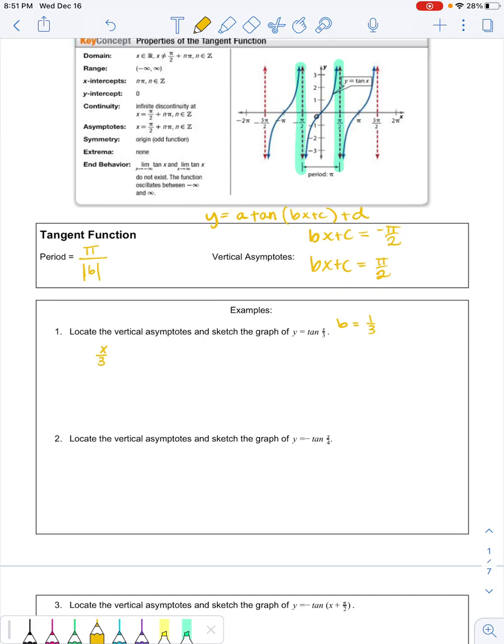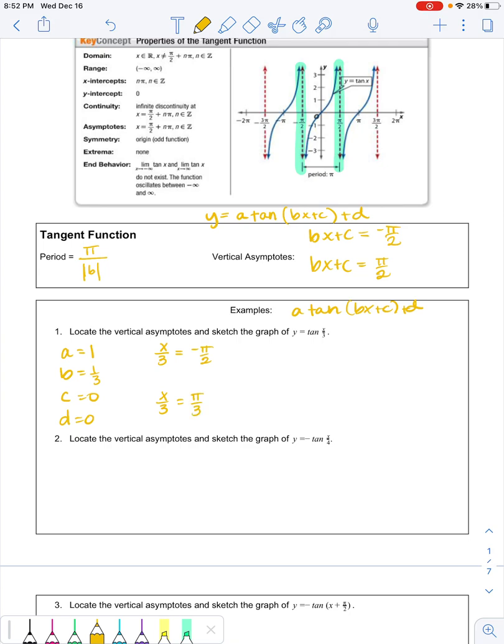Okay, so maybe I'll make a list of that first. Thinking about that tangent function, a tangent of bx plus c plus d. Okay, in this particular graph, the a is 1, the b is 1/3, the c is 0, and the d is 0. So if we want to find those vertical asymptotes again, take that bx plus c, which is just x over 3, and set it equal to your negative pi over 2 and your pi over 2.